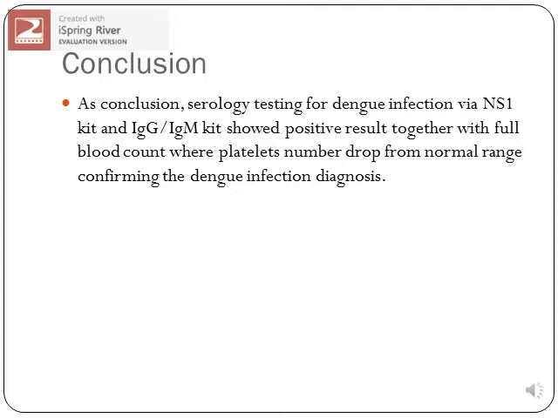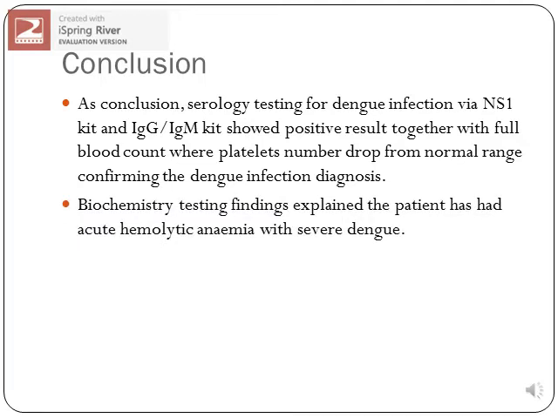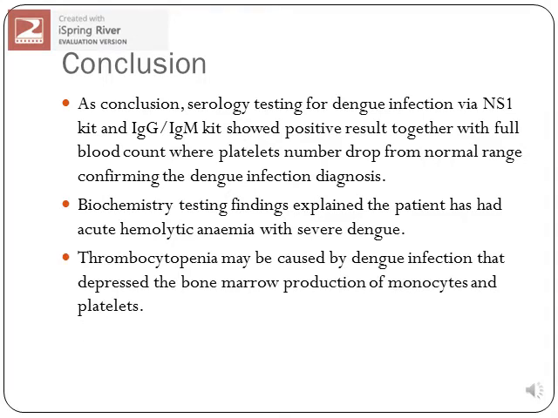I can also confirm the patient had acute hemolytic anemia, because from biochemistry testing, it is explained that the patient had acute hemolytic anemia with severe dengue. Whereas thrombocytopenia may be caused by dengue infection that depresses the bone marrow production of monocytes and also platelets.